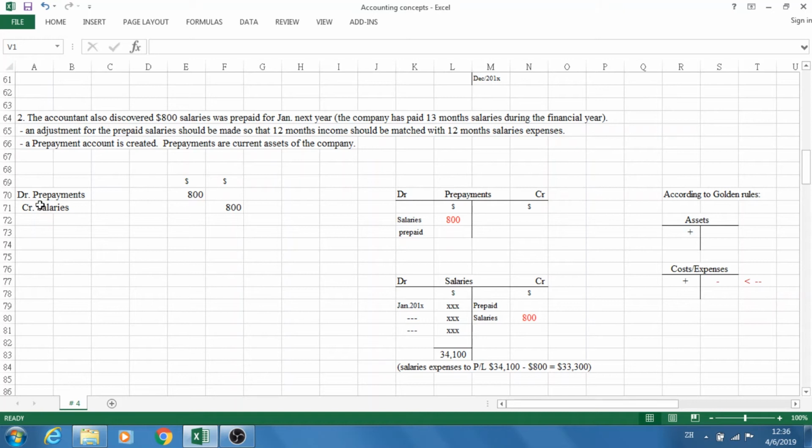Debit prepayment 800. Credit salaries 800. So the salary expense to profit and loss account now is 34,100 minus 800 equal to 33,300.